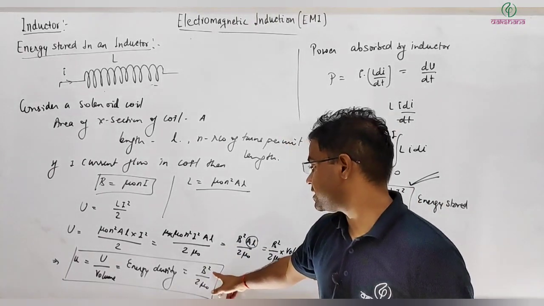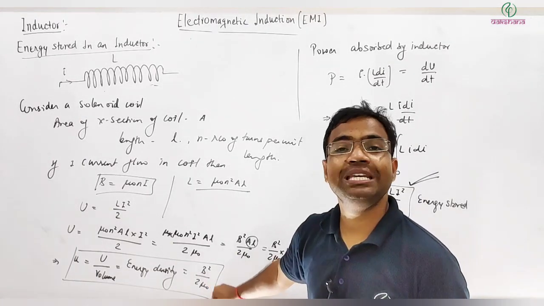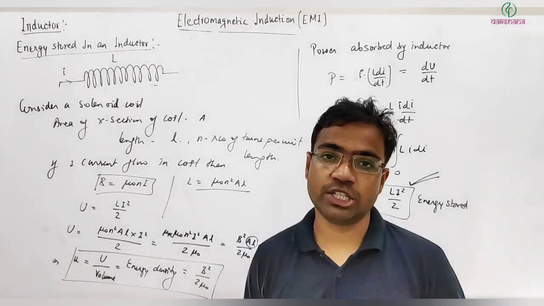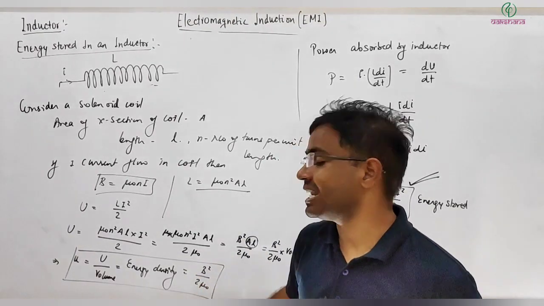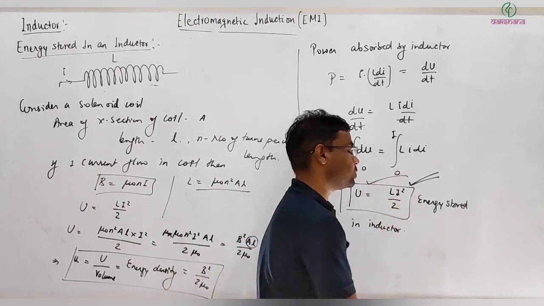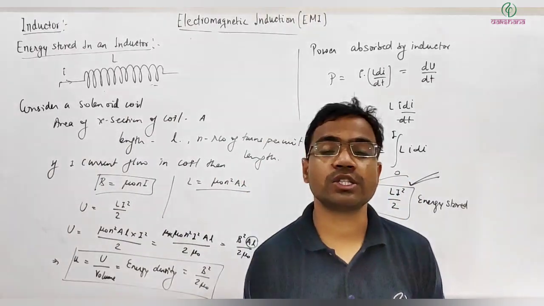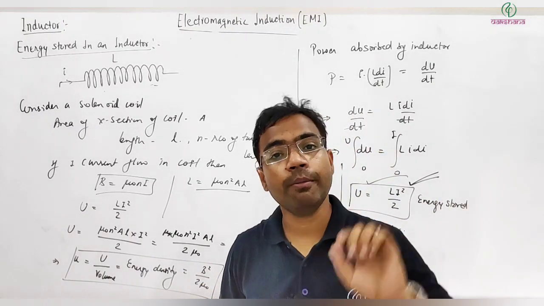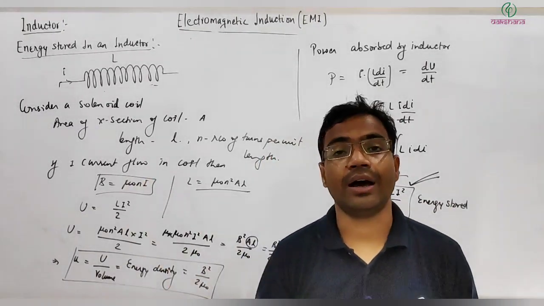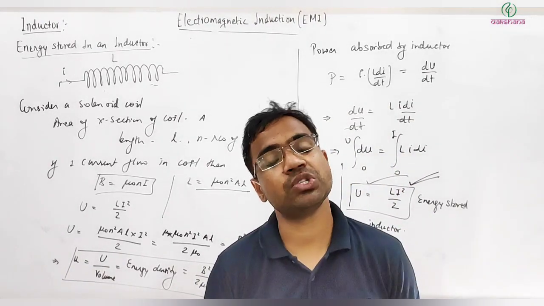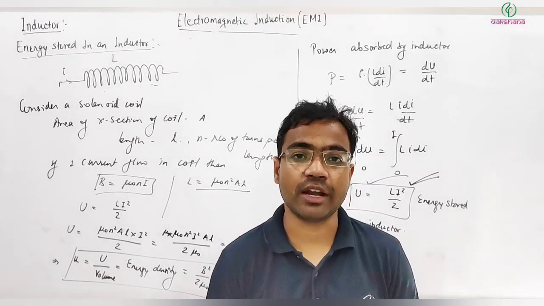That we can express as B square by 2 mu naught, where B is the magnitude of magnetic field and mu naught is the permeability of free space. So this is energy density, and we can see here the inductor stores energy, and the total energy is given by half L I square. Energy density: how is the inductor storing it? In the form of magnetic field, just like your EM wave has oscillating electric and magnetic field, so that also stores energy in the form of electric and magnetic field.